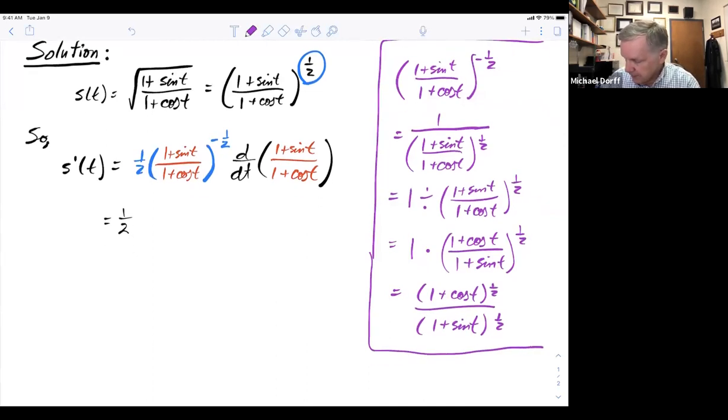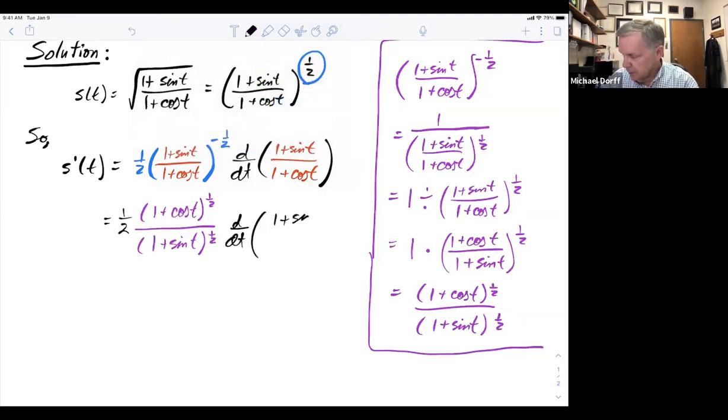So putting that over here, I have 1 plus cosine t in the numerator over 1 plus sine t, quantity to the 1/2 power in the denominator. So let me make sure I said that right. That all equals 1/2 times, in the numerator, parentheses 1 plus cosine t to the 1/2 power divided by 1 plus sine t all to the 1/2 power. And then I still have d dt of (1 plus sine t) over (1 plus cosine t). All right, so we're going to go down here so we have some more space.